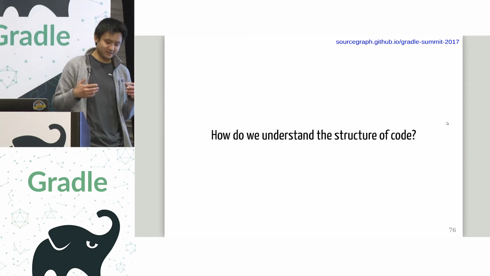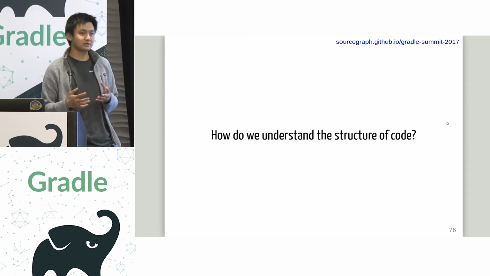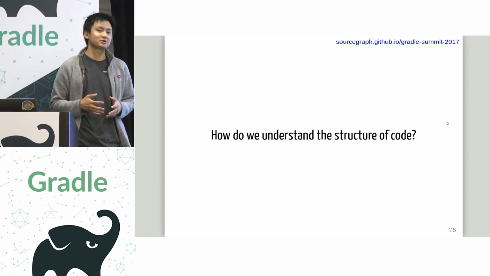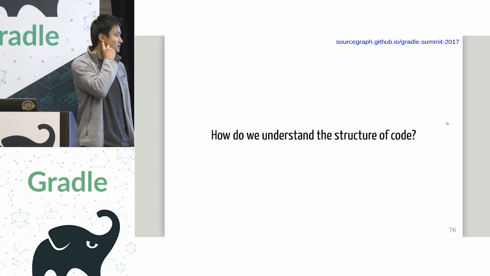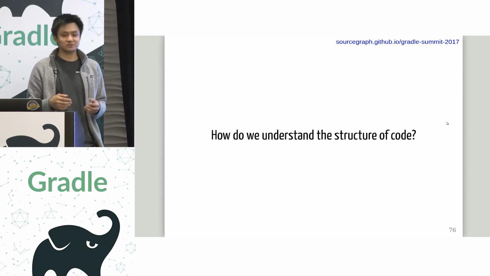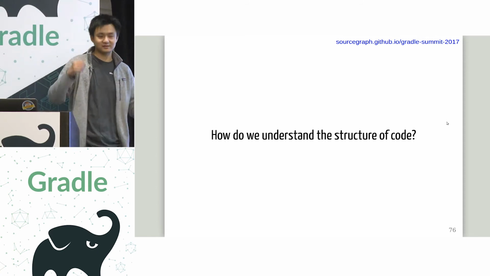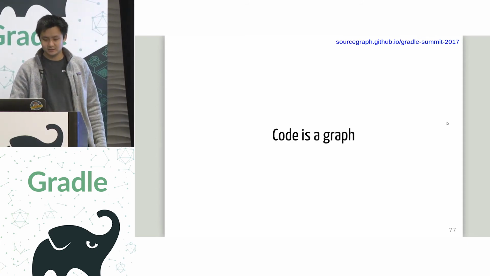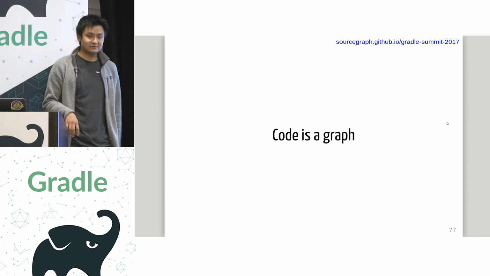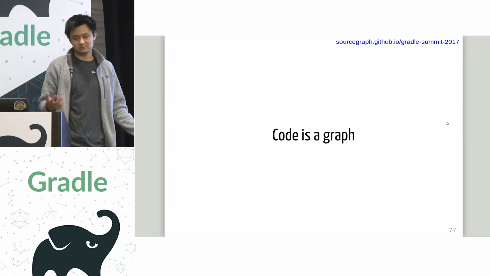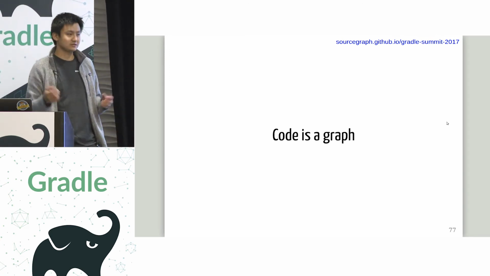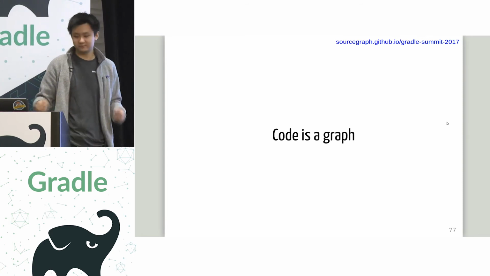So taking a step back, if we actually think about what we're doing when we're diving into a code base and trying to understand the concepts, we're trying to understand the structure of code. What is the structure of code exactly? What is kind of the thing that we're building in our head? And kind of obvious from the architecture pictures from earlier, what we're essentially doing is building this graph. Code is just a graph.